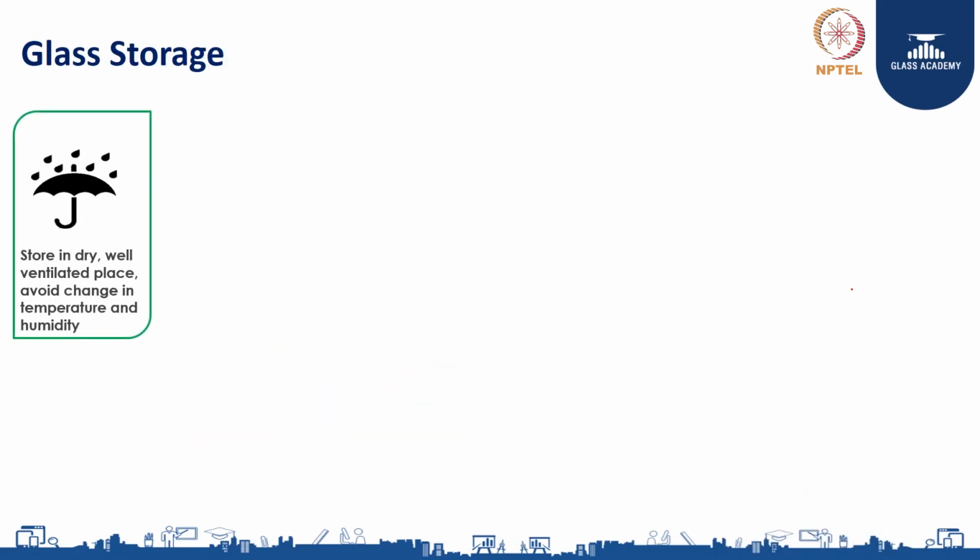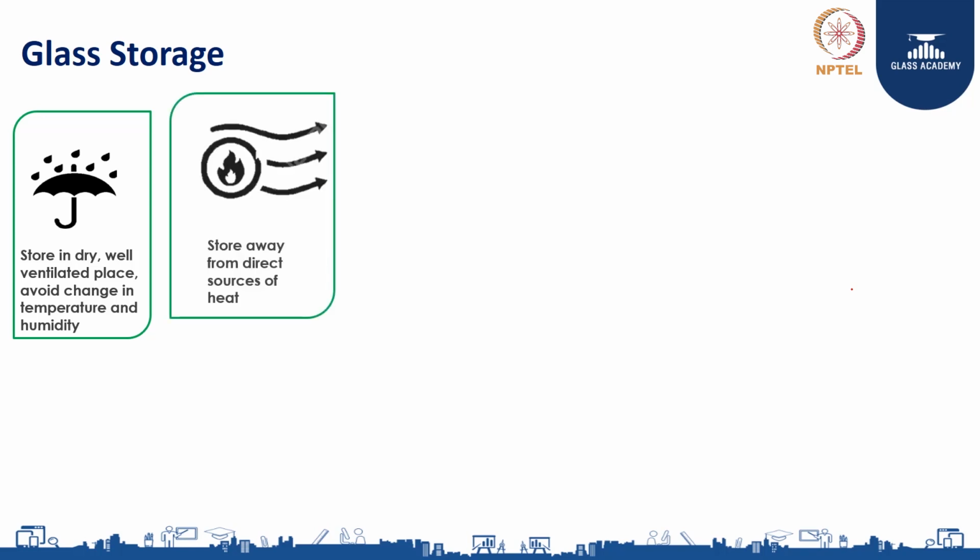Glass storage: store in a dry and well ventilated area. Avoid any changes in temperature and humidity. This is the most important. Next, store away from direct sources of heat. Most of the time people are stacking outside of the processor, like at the warehouse, where you have a respective place for storing the glass, whereas people are not using the right place to store. We should not allow that.